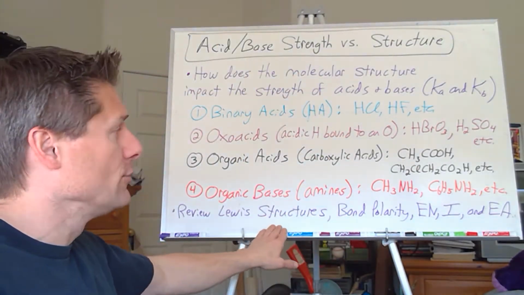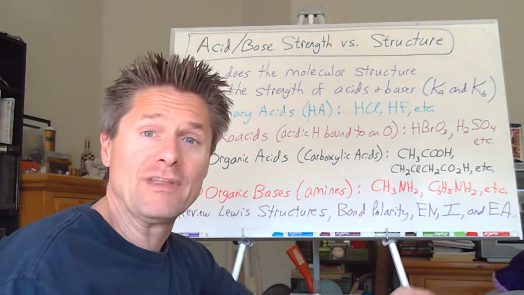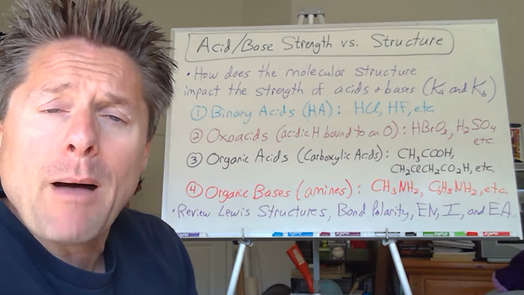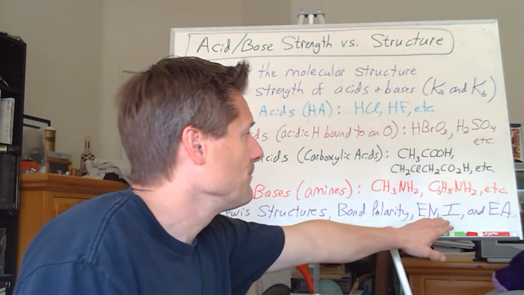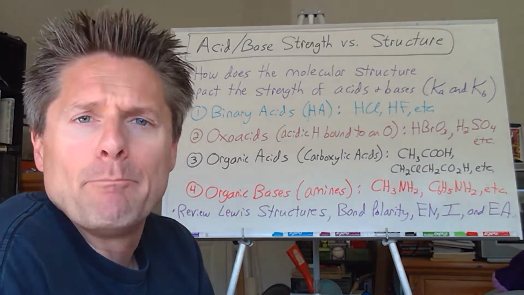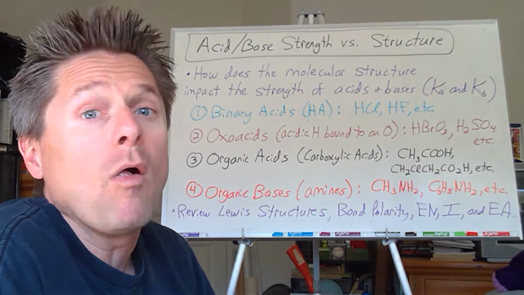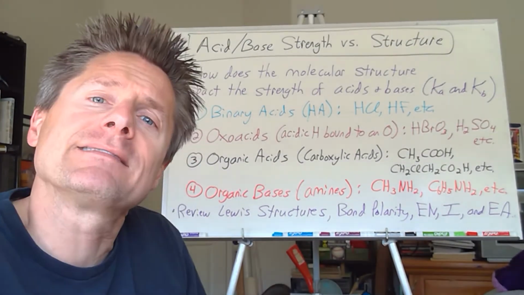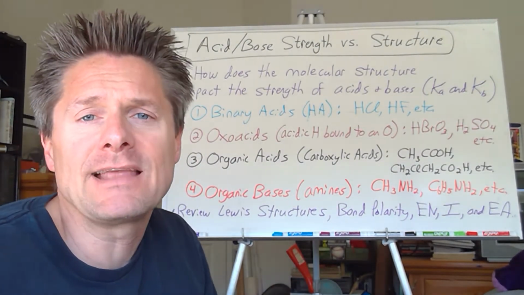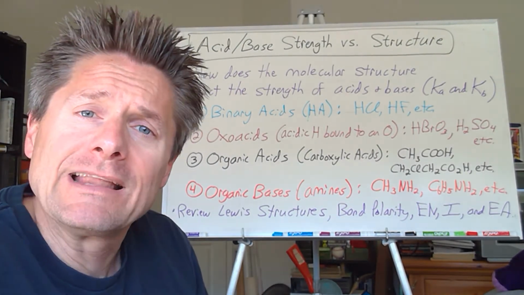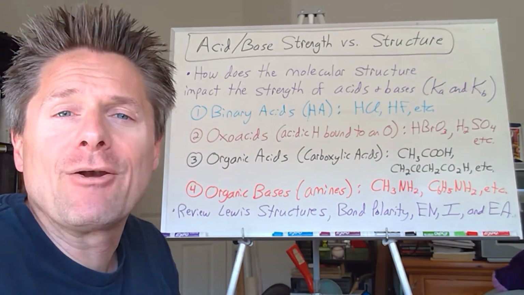But again, you need to review Lewis structures, and bond polarity based on the difference in electronegativity values. So if you have an electronegativity table, pull that out, have it with you. Ionization energies, electron affinities, and I didn't get it on there, but bond dissociation energies as well would be important. And review the trends of atomic size on the periodic table. And you should be good with what theory is going to go into this. So let's look at the first one, binary acids.